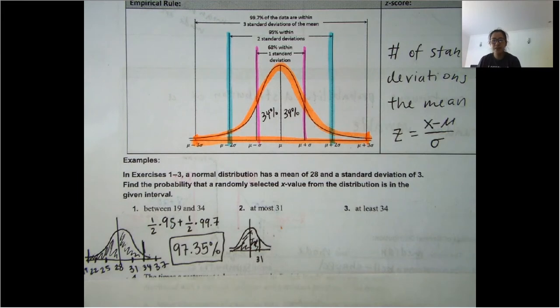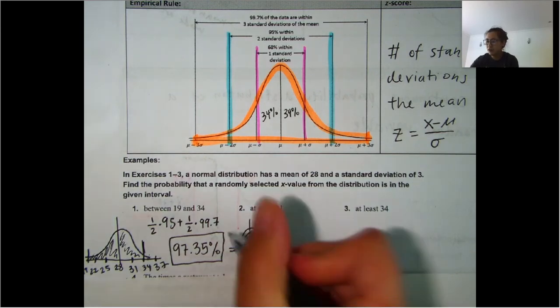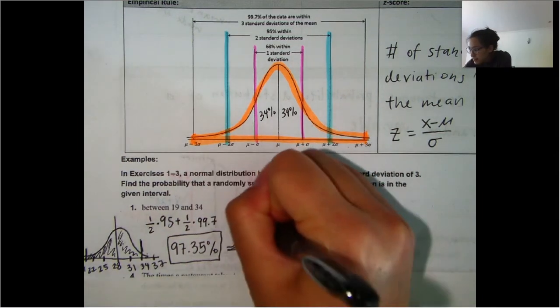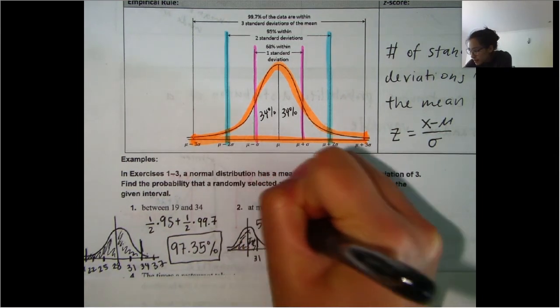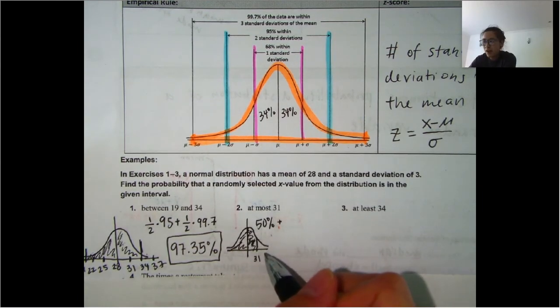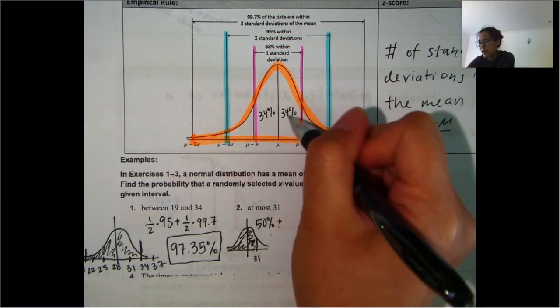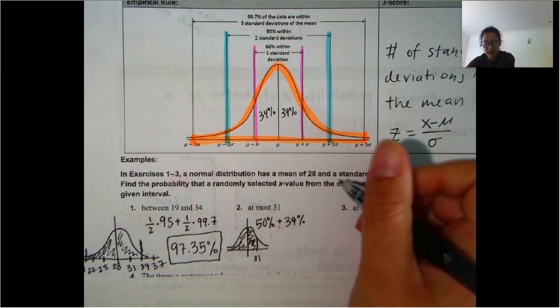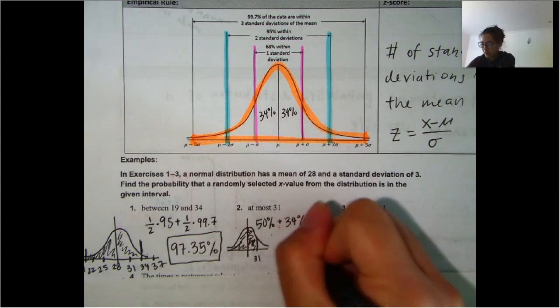Like I was saying before, I like to split it in half and do one side of the half and then the other side of the half. For the left side, it's all of it, so that would be 50%. So 50% plus, and over here, this would be 1/2 of the 1 standard deviation away. I actually wrote that out right here. So this would be plus 34%, and that would be 84%.